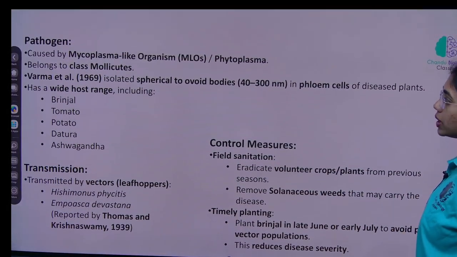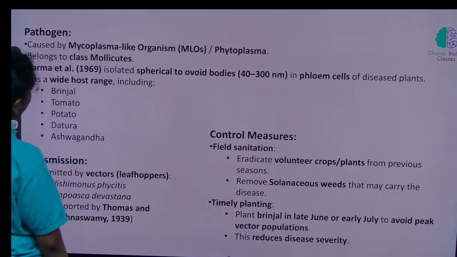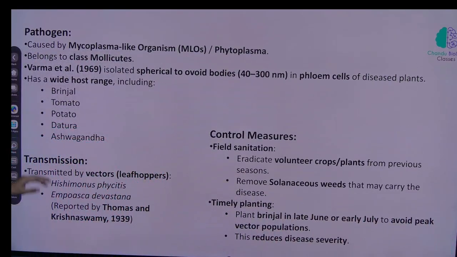What is the pathogen that is causing this? Phytoplasma or mycoplasma-like organism. They have a wide host range. They can cause disease in brinjal, tomato, potato, dadura and ashwagandha. Transmission is by vectors like leaf hoppers. What the vectors of this disease are is also important.